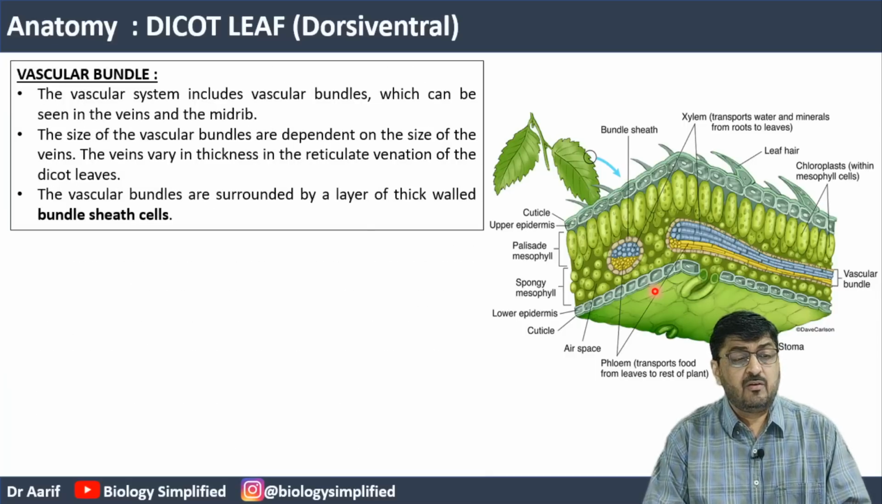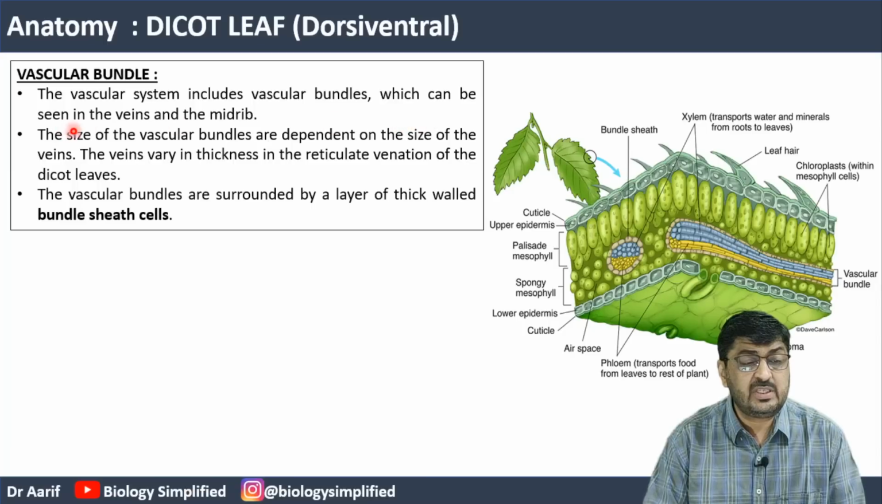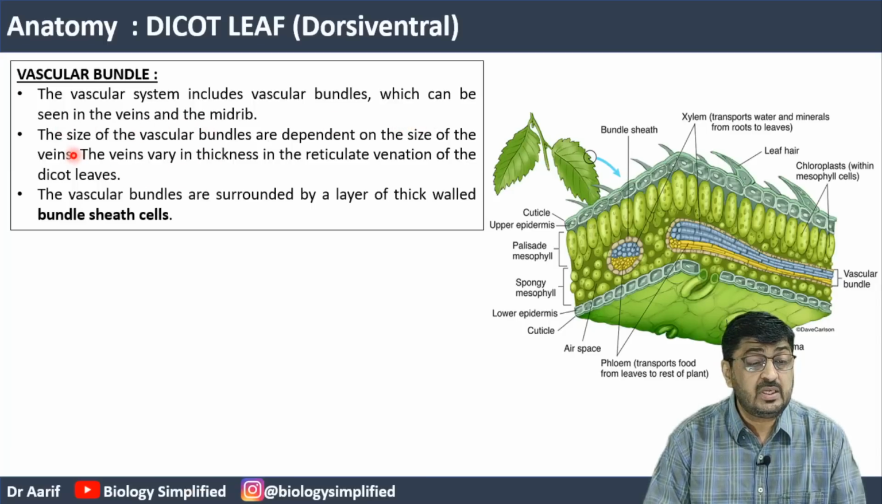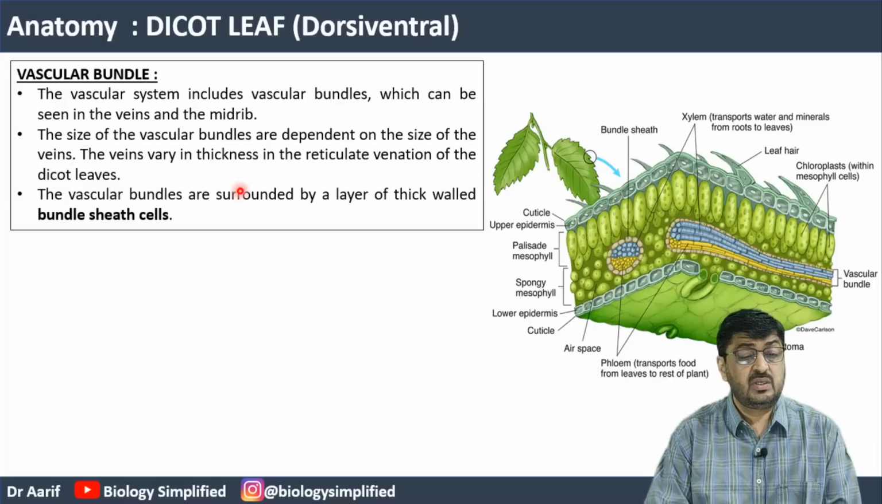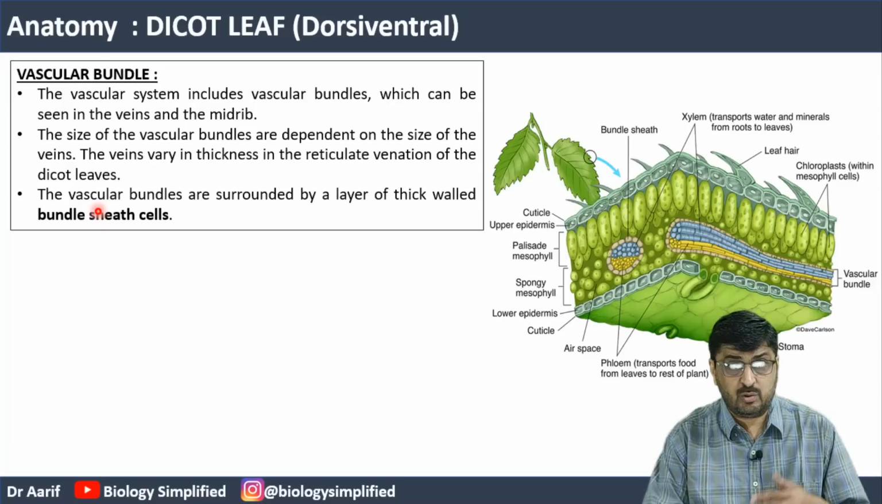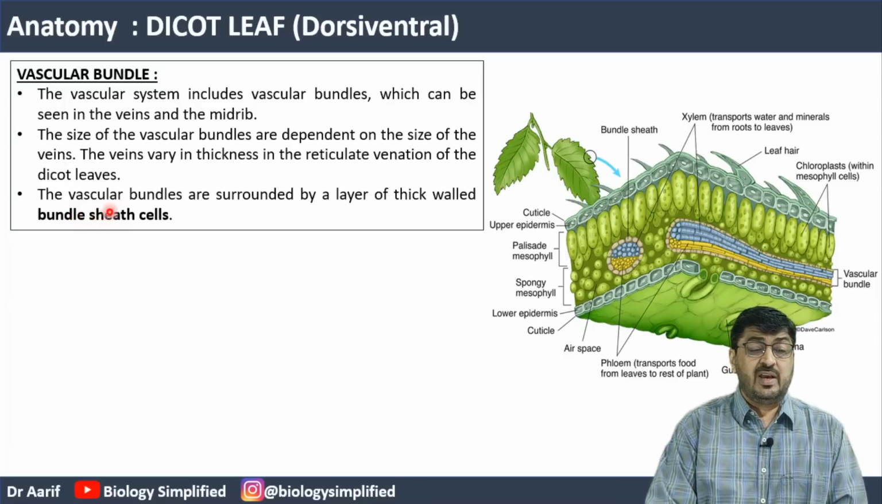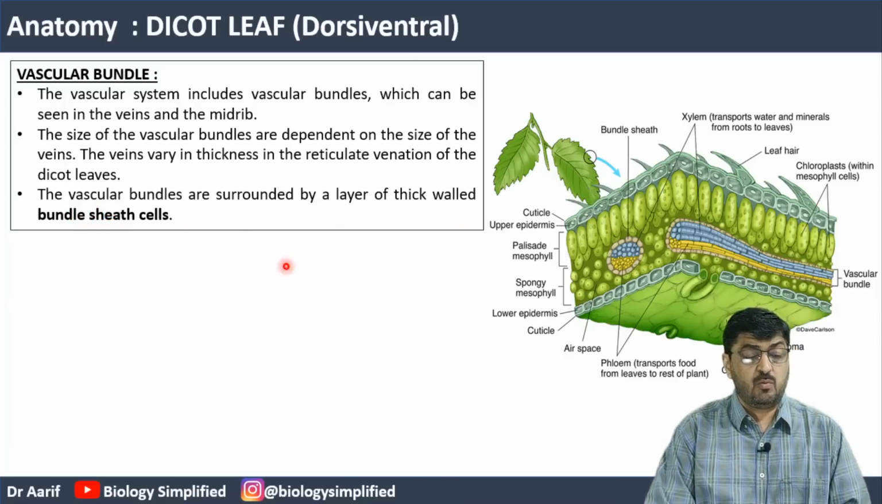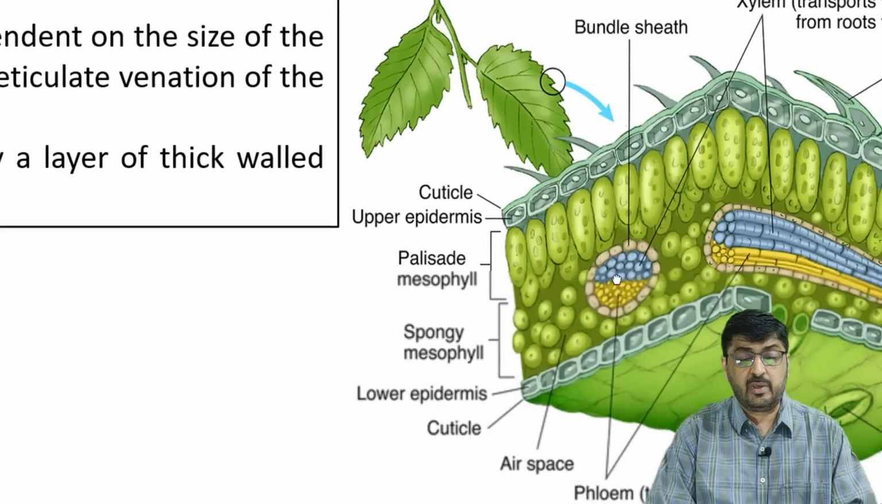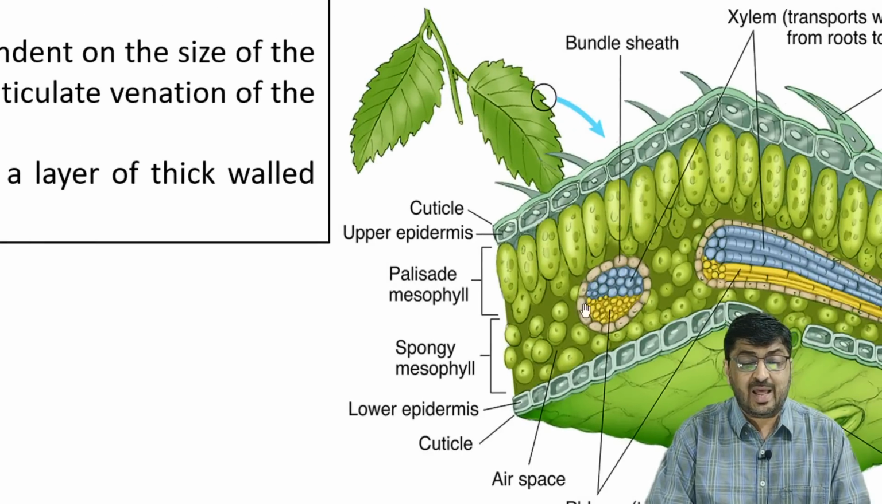Yes. Vascular bundle, right, includes obviously xylem and phloem, which can be seen in the veins and the midrib. The size of the bundles is dependent on the size of the veins, but obvious. And the veins vary in thickness in the reticulate venation of the dicot leaves, right? It goes without saying that dicot hai to it has to be reticulate venation. The vascular bundles are surrounded by a layer of thick walled bundle sheath. क्या है भैया, ये देखो. Can you see this light brownish layer around the xylem and phloem?